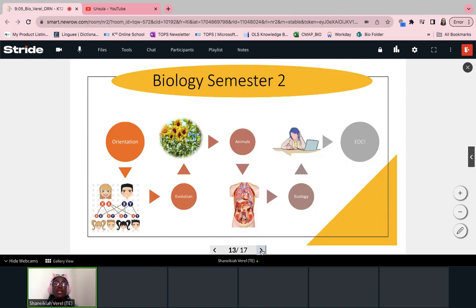All right. Here's what we're going to do together in biology, okay? We're here at orientation, and we're going to go through all of these stops and end at the EOC, okay, in April. So here we are, second semester orientation. Does anybody know what this picture represents? This one? Where it's got two parents, X and Y chromosomes, kids, look at the features, right? We're probably talking about heredity or genetics. That's exactly what we'll be doing.